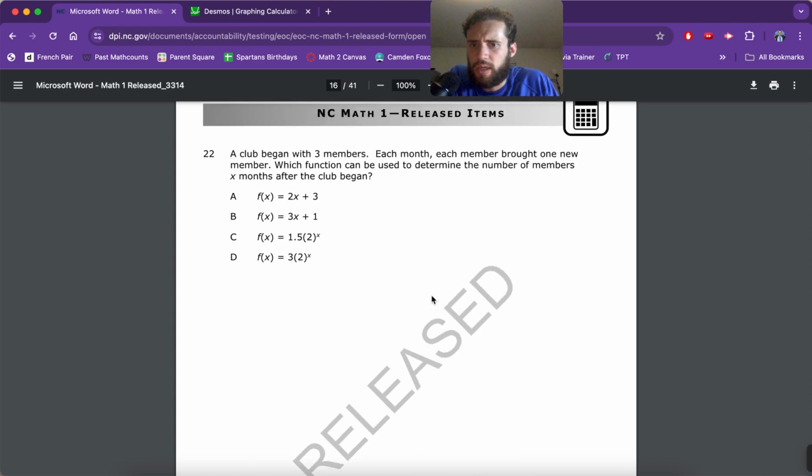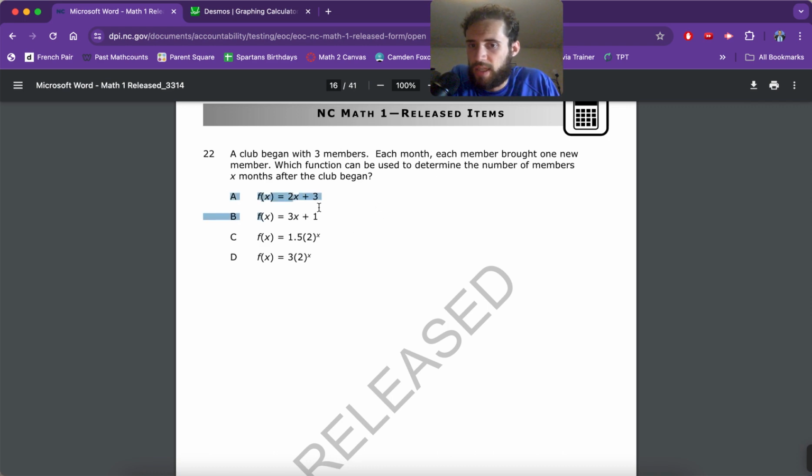And let's see. A club began with 3 members. Each month, each member brought 1 new member. Okay, so it starts with 3. That's the initial amount, and then each member brought 1 new member each month. So that means it's basically doubling the membership. Because if you had 3, then all of those 3 will bring 1. They have 6. And then each of those 6, the next month will bring 1. It'll go up to 6 times 2 is 12. Then 24. So it's doubling. So that means it's exponential growth.